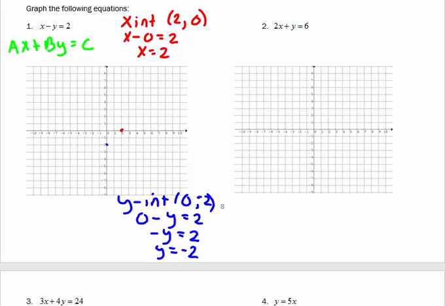Since I got two different points, all I have to do is now connect them. Put arrows on the ends because your lines continue going in both directions. And there's the equation graphed.